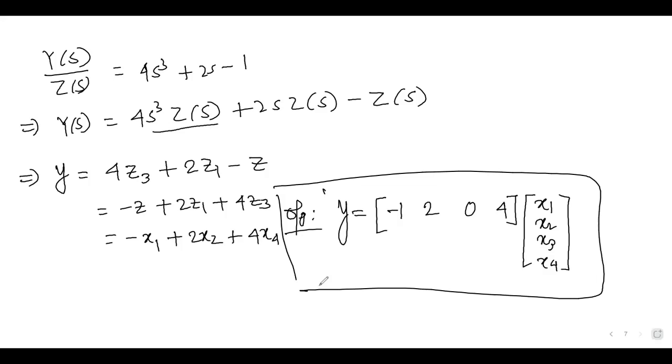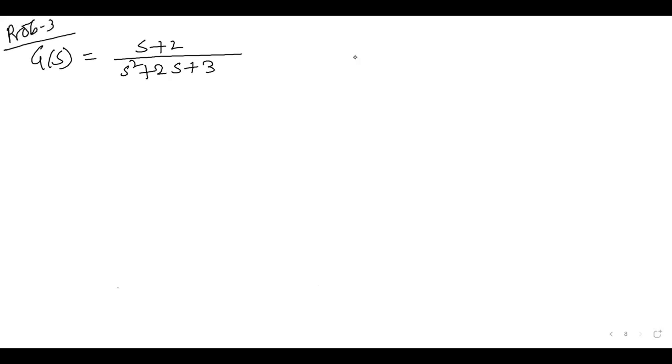Let us consider another problem. Find the state variable representation of G(s), which is given by s plus 2 divided by s square plus 2s plus 3. Find the state variable representation of the system whose transfer function is given by s plus 2 divided by s square plus 2s plus 3. Let us solve.